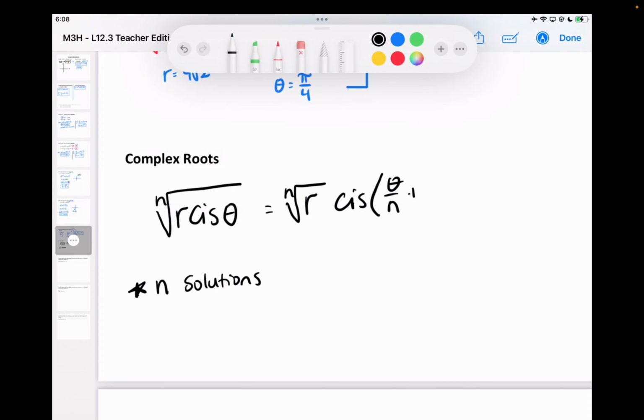To find all remaining solutions, I'm going to add a full rotation, which is 2 pi in radians, divided by the number of solutions. And we'll just add that a certain number of times. The k value is an integer, representing that we're adding it a certain number of times. Obviously, if we're in degrees, the only difference would be we would do 360 degrees divided by n times the k value. So let's jump right into a problem.